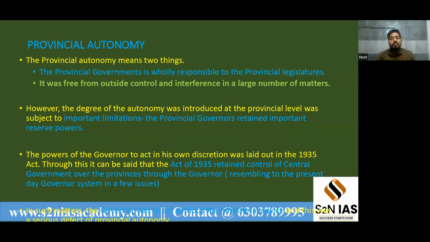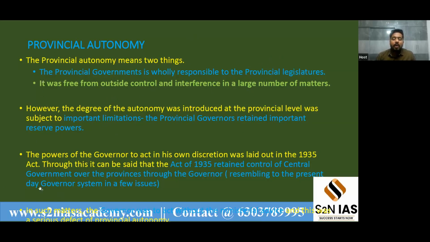The provincial autonomy means two things. The provincial government is wholly responsible to the provincial legislature. Till now, the provincial government was indirectly responsible to the Viceroy because of some inherent dominance of the central government. Some subjects were given as reserved subjects. So from now, provincial governments are wholly responsible to the provincial legislature, which was an elected body with a limited franchise. So some responsible government is there.